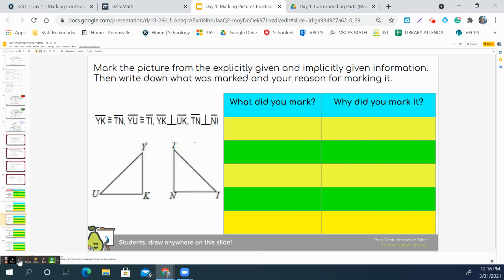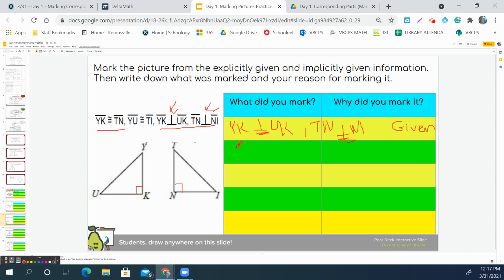All right. Question number three, what do I write? What do I know? Why do I know it? I've got perpendicular for sure. We can start there. What do I know about that perpendicular? I can do YK is perpendicular to UK and TN is perpendicular to NI. What do I know? Why do I know that? Because it's given. So what's my so what from those perpendicular marks? What can I draw in here, because I know they're perpendicular?